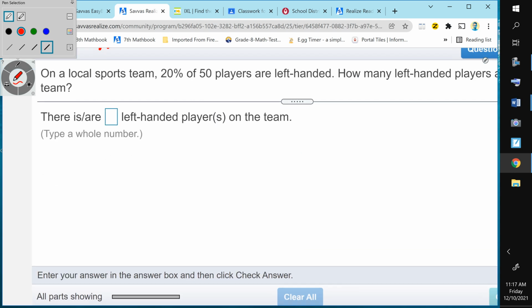On a local sports team, 20% of 50 players are left-handed. How many left-handed players are on the team? I think we can do this just using percent logic. 20% of 50. 10% of 50 means you move the decimal back once to get 5. So 20% is double, so double 5 and you're going to get 10. The answer is 10. But you can also do it this way.